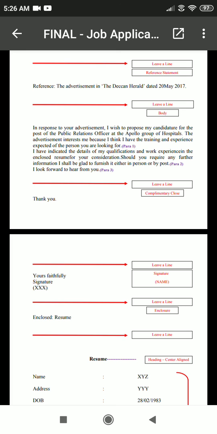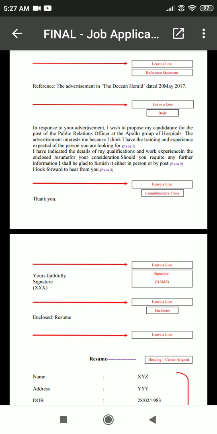Just small changes you can make over here. In response to the advertisement, I wish to propose my candidature for the post of, so for example I've just mentioned a public relation officer at the Apollo group of hospitals, right? Even for example, if you're applying for something else, HR manager, just imagine you are giving an application to Infosys company. So I wish to propose my candidature for the post of HR manager at the Infosys company, just so and so company. It can be Infosys or any type of company, ABC company limited, something.